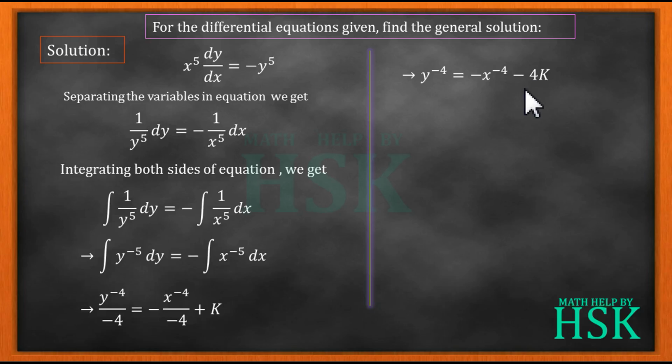Now in the final answer we always write the integral constant as c. So if we replace c by minus 4k, I am going to get the equation as x to the power of minus 4 plus y to the power of minus 4 is equal to c. This term is taken on the left hand side. So this is my final answer, this is my required answer. So this is how I am going to solve this question.